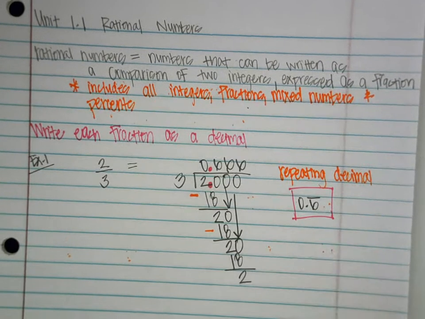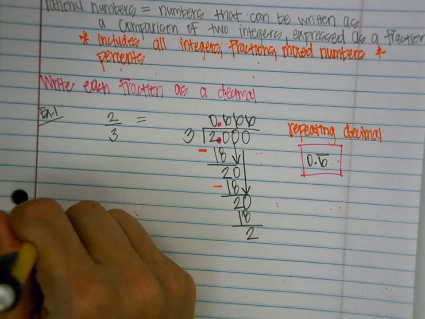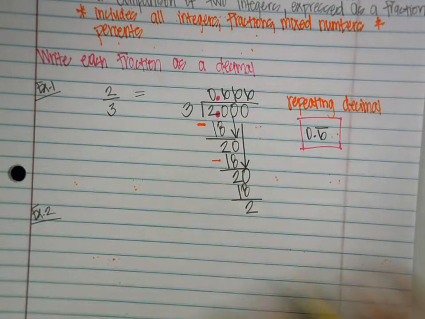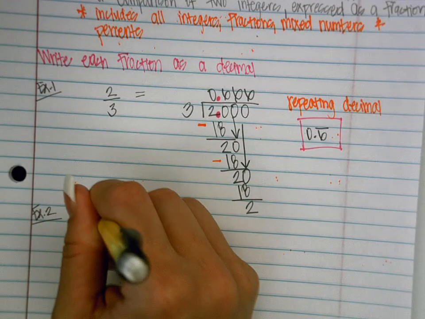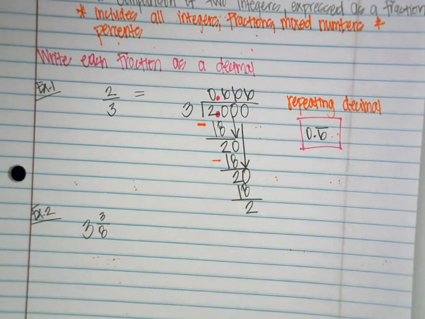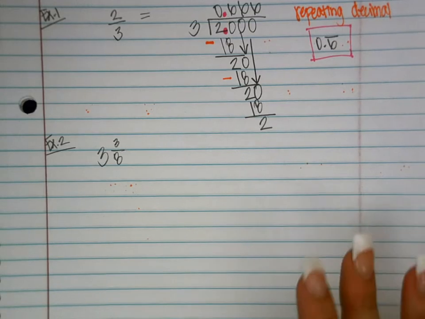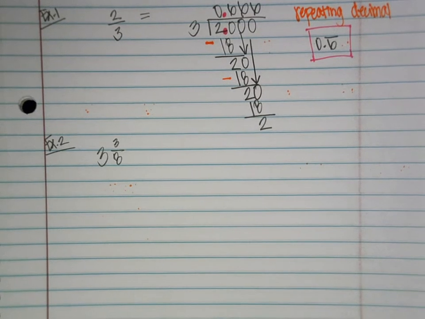Anyone have questions on how I did that? No? Pretty good. Okay, let's try another one. Number 2. And I'm only going to do 5 problems for this first set of notes. I would like you to write 3 3/8 as a decimal. Write this fraction as a decimal. So does anyone have any idea where I would start? Help me out, Tiara.